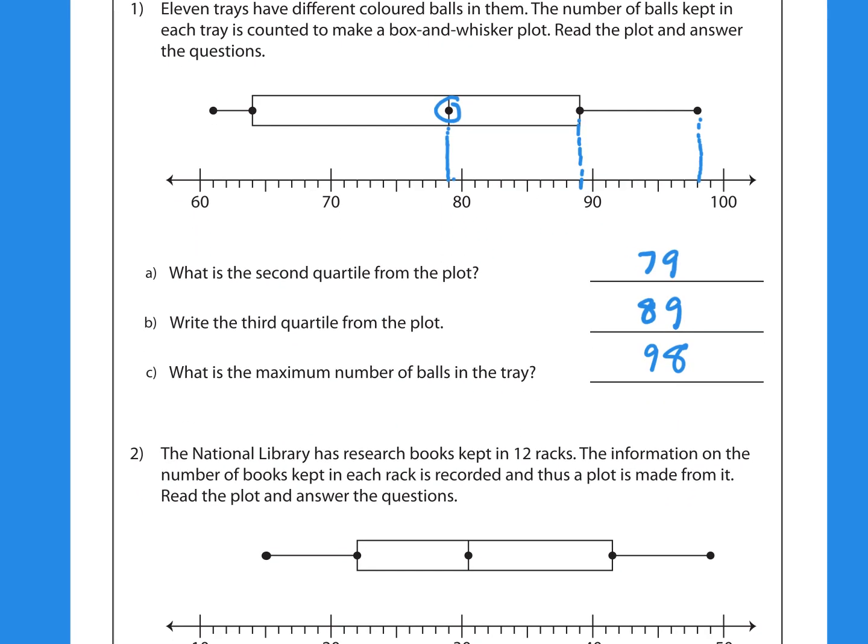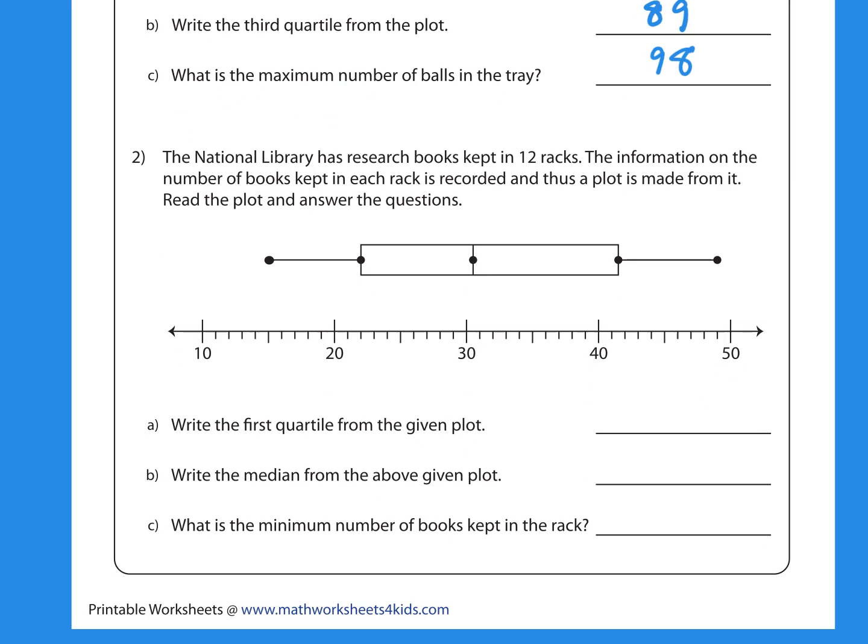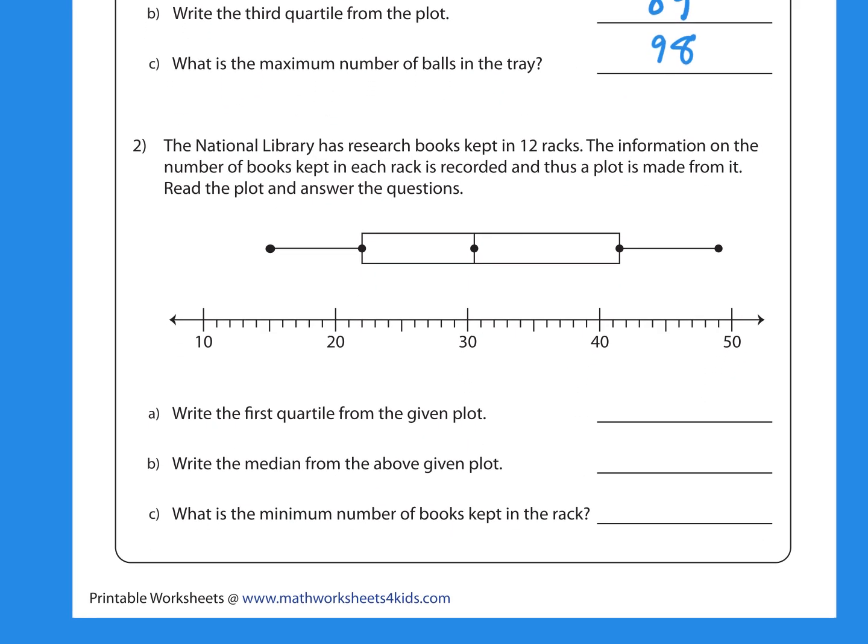So now let's move on to question 2. The National Library has research books kept in 12 racks. The information on the number of books kept in each rack is recorded, and thus a plot is made from it. Read the plot and answer the questions. So let's investigate this plot first. As we look at the number line, we can see once again it's going up by tens. However, the scale is by ones.